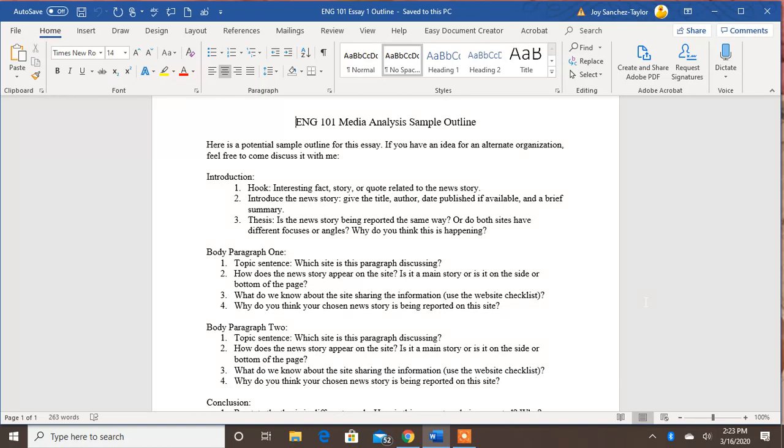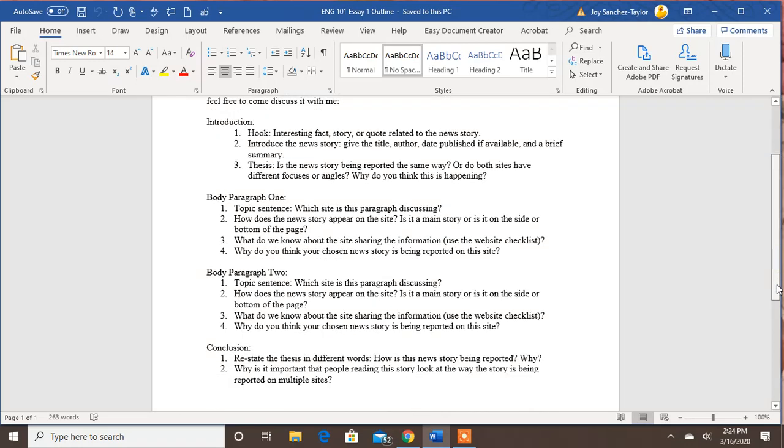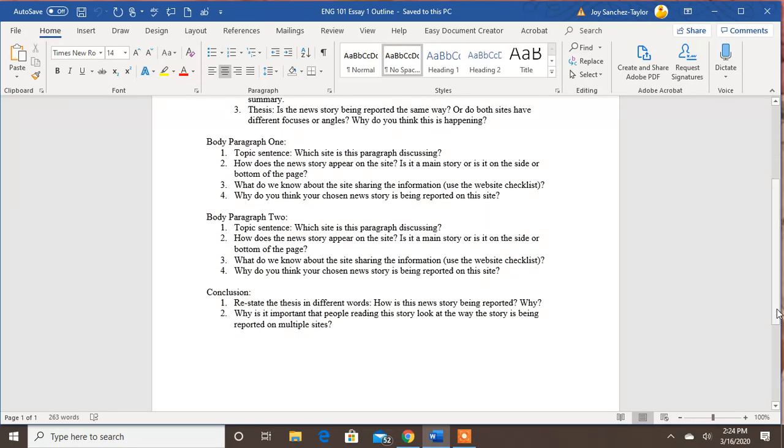And I will also put up a sample Essay 1 for you to look at so you can see what that looks like, what another student did. But the most important part of this essay, right, is that you're proving the argument of your thesis, which is saying that this news story is being reported similarly or differently for a reason. Body paragraph 2 follows the same order as body paragraph 1.